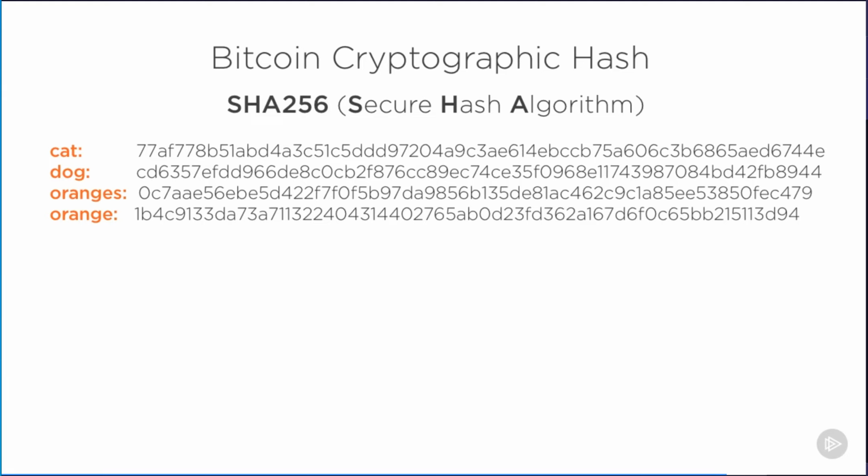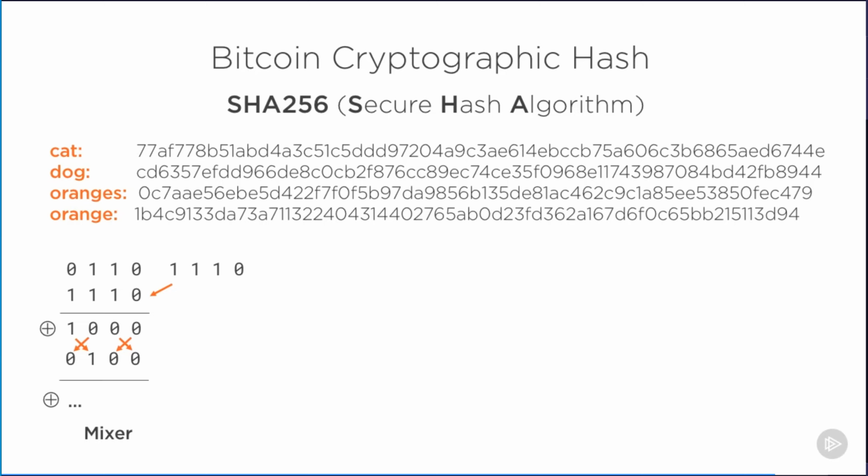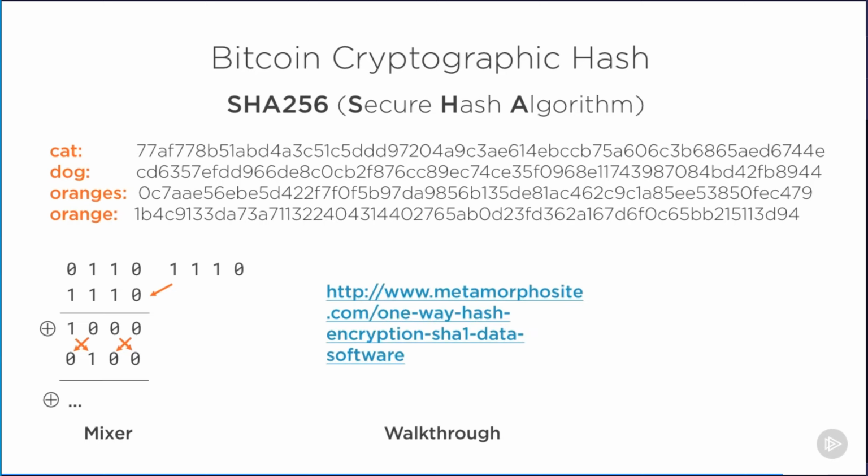Now, SHA-256 is much more complicated than my hash function, but a simple way to think about it is as a mixer. Part of what happens includes rearranging, combining, and remixing over and over again. There's a great walkthrough of this at metamorphosite.com if you'd like to see exactly how this works in detail.